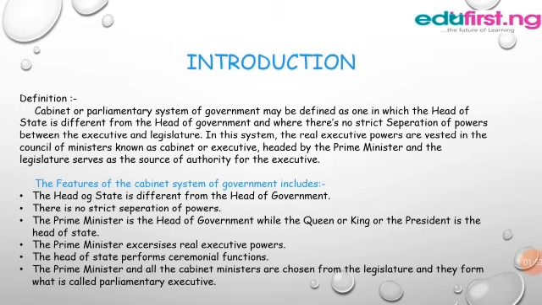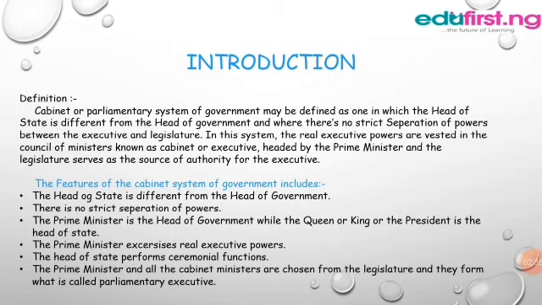The Prime Minister and all cabinet ministers are chosen from the legislature and are still members of the legislature from where they derive their power. This is the reason why the cabinet system of government is also known as parliamentary system. The Prime Minister, who exercises real executive power, is the head of government, while the Queen or the King, as in Britain, or the president, as it is in some countries, is the head of state who performs ceremonial functions. Britain offers a very good example of a cabinet system of government. Nigeria practiced it in its first republic, that was in 1960.